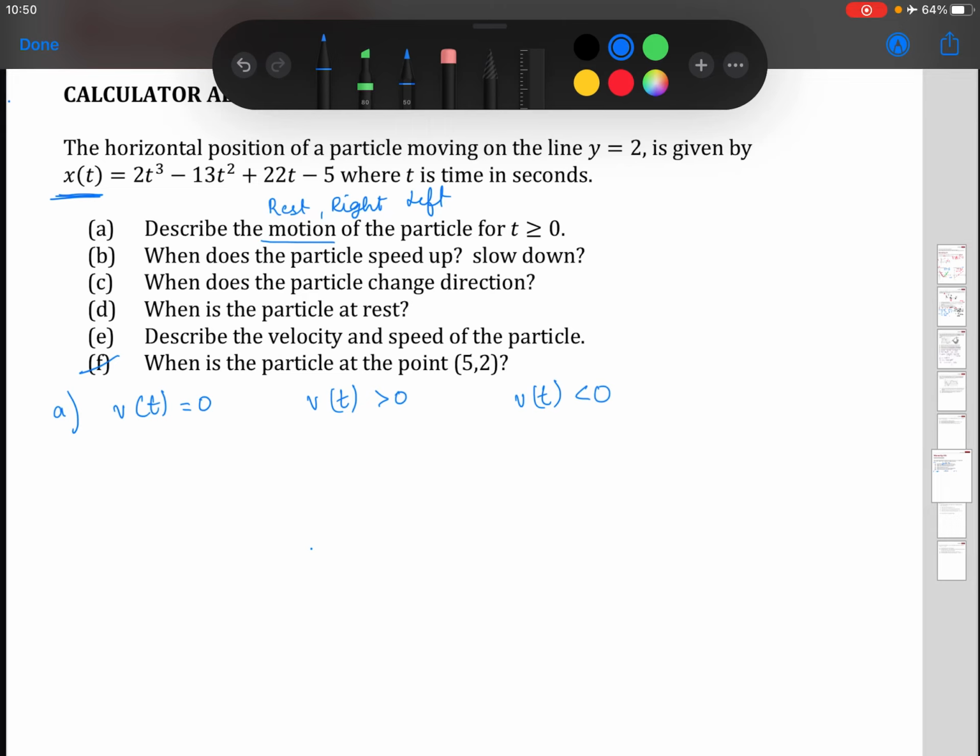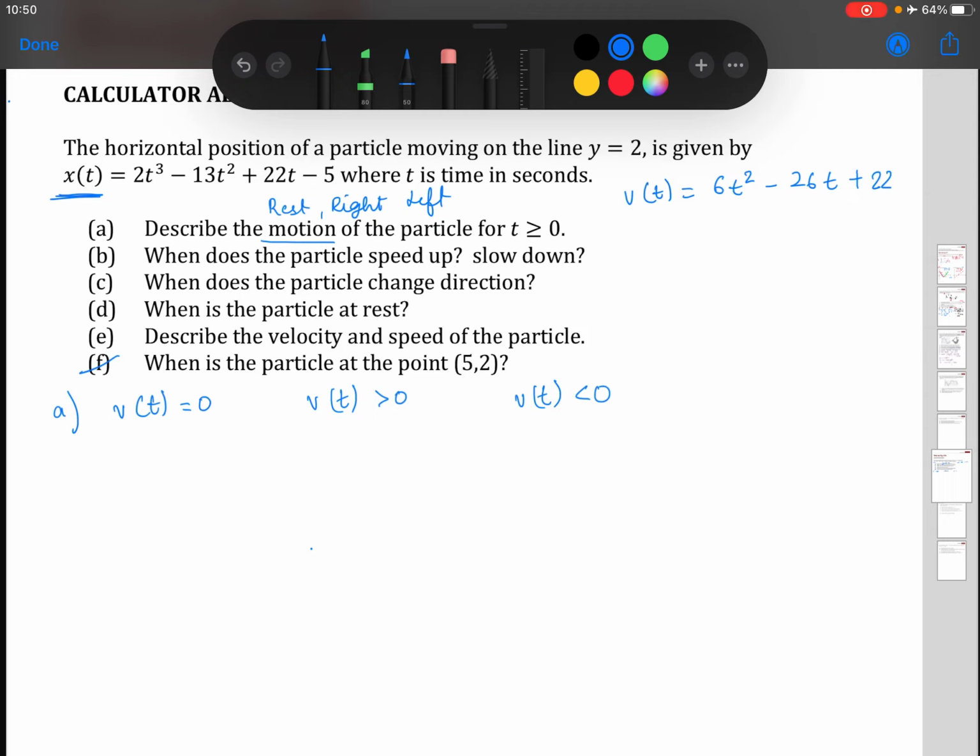Velocity is basically the first derivative of our position. So we're going to find the first derivative. I'm going to actually do it here. V of t is the derivative of 2t cubed, using the power rule, which will be 6t squared, minus 13t squared becomes 26t, plus 22, right? And the derivative of 5 is 0. So that is what our v of t is.